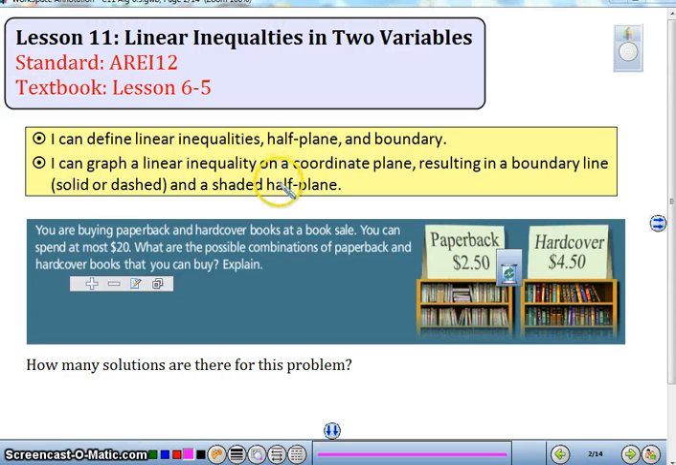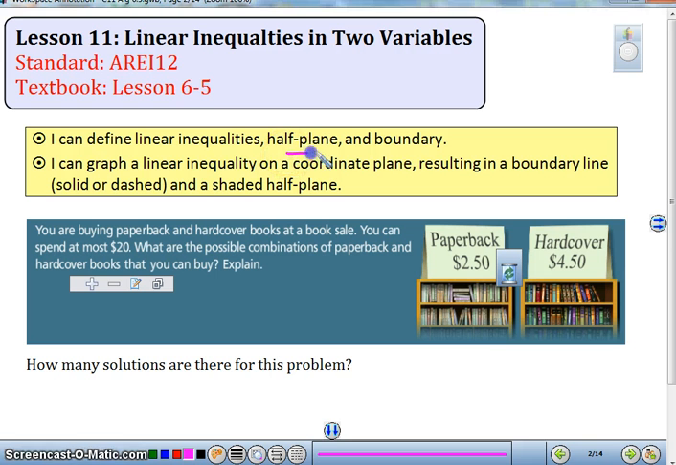Lesson C11, it's the bottom of that last page that you just finished doing with our arithmetic sequences. We're now looking at linear inequalities with two variables. If you are looking in your textbook, this is section 6.5. So as we finish up our unit with linear functions, it says I should be able to define linear inequalities.